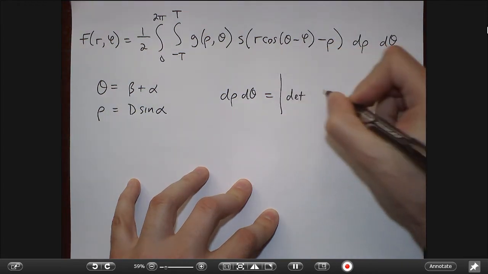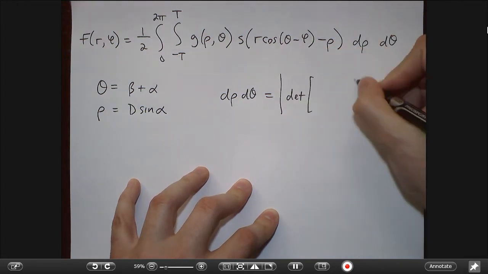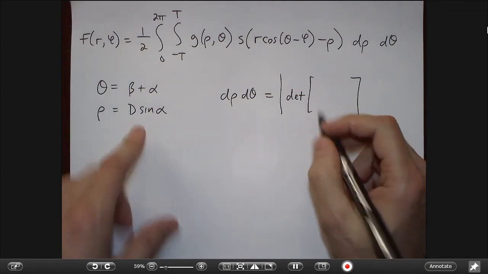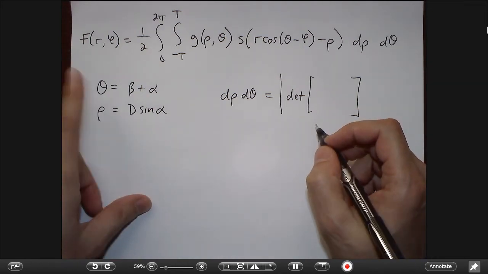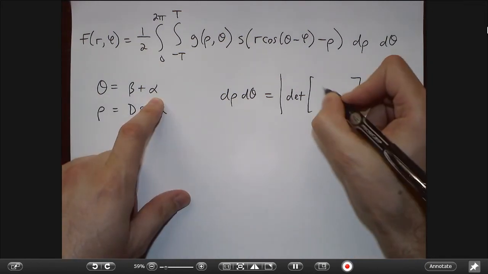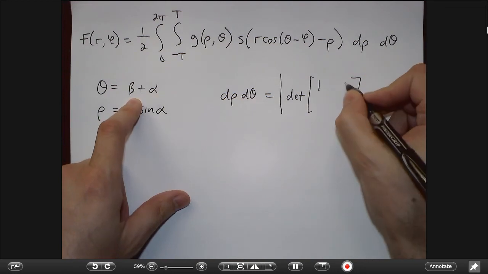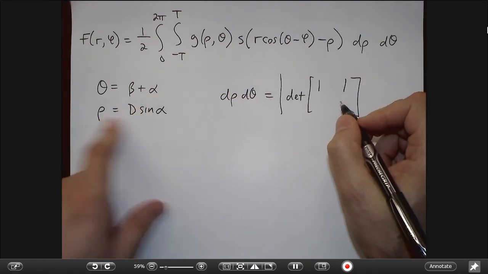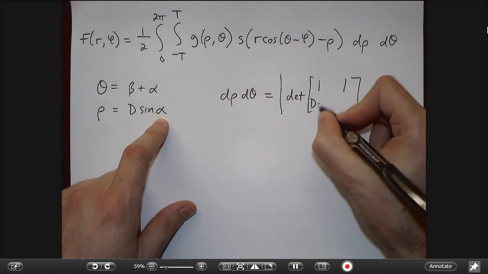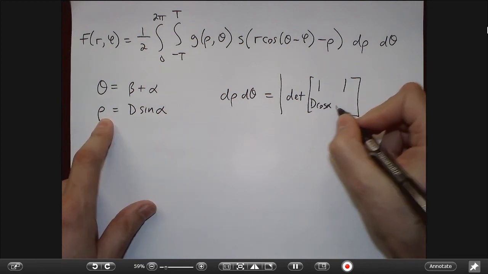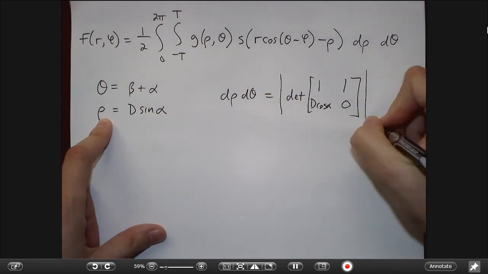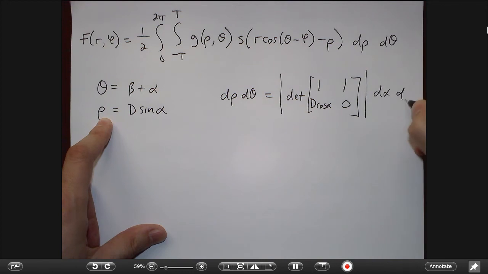Well, I need to take the absolute value of the determinant of this matrix, where I've got d theta d alpha is 1, d theta d beta is 1, d rho d alpha is d cosine alpha, d rho d beta is 0.